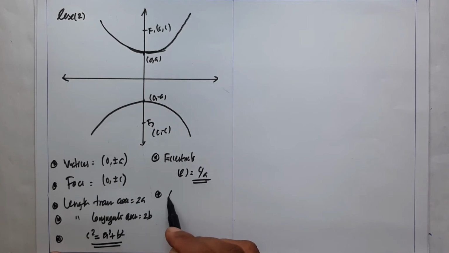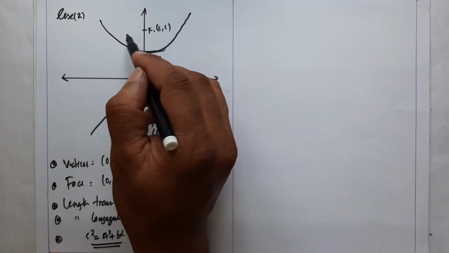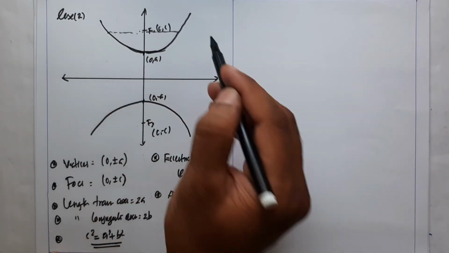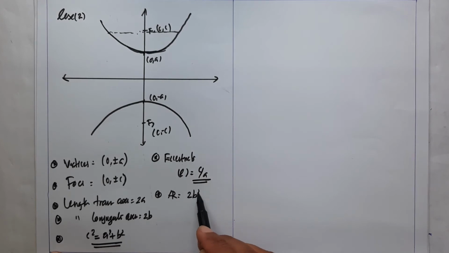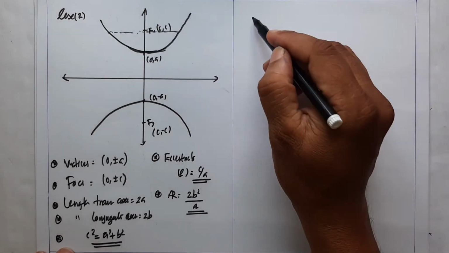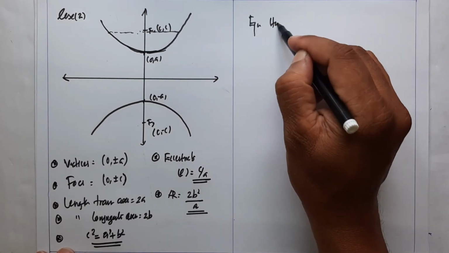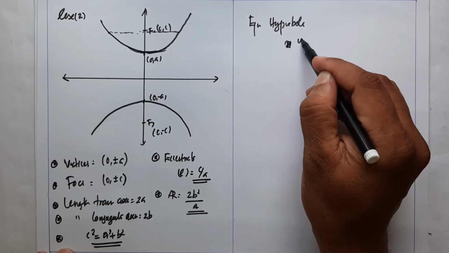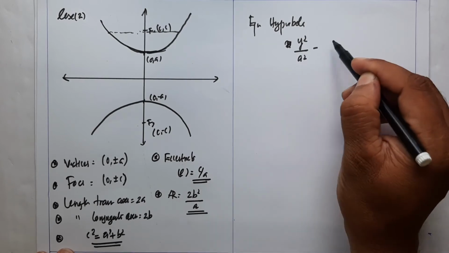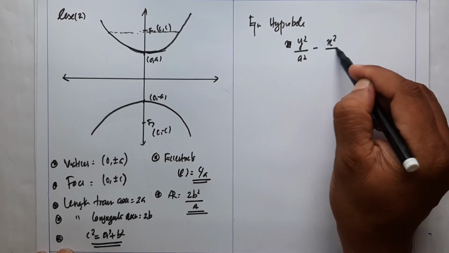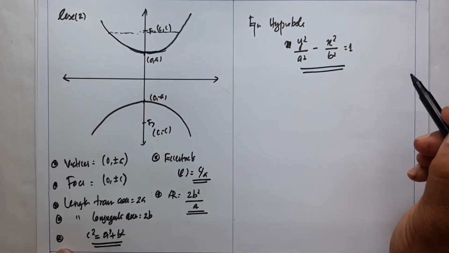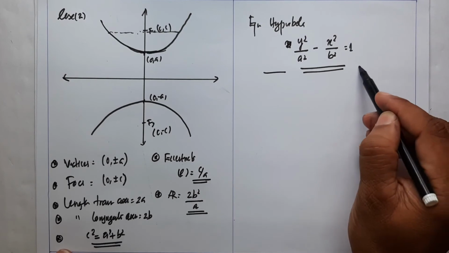And last, latus rectum. You know the latus rectum is a line segment passing through the foci and lies on the curve, and the length of the latus rectum is 2b square divided by a. Here are the main points. Now the equation of the hyperbola is y square divided by a square minus x square by b square is equal to 1.